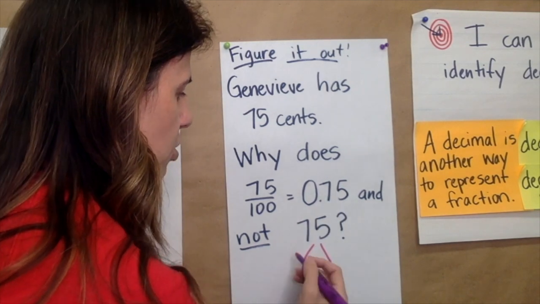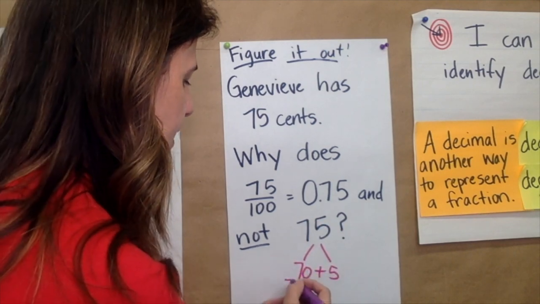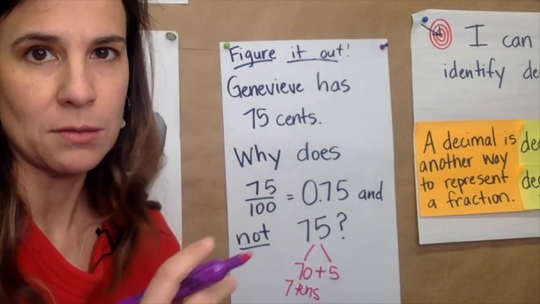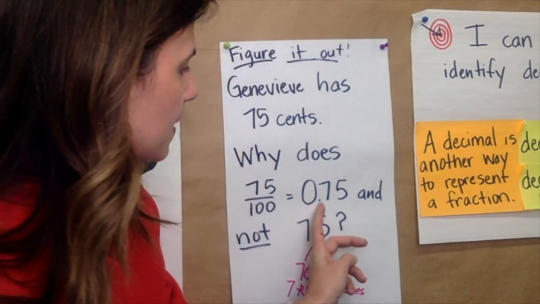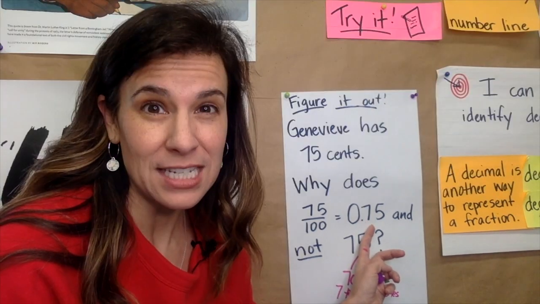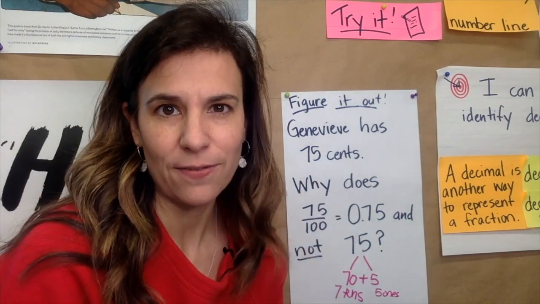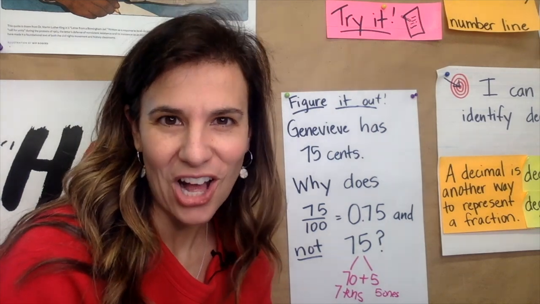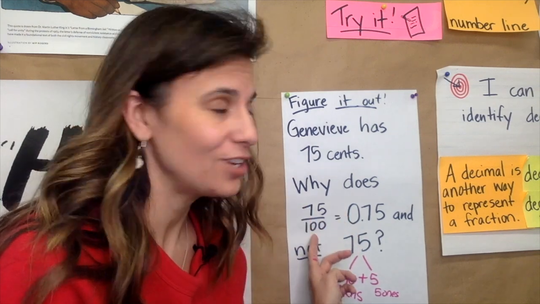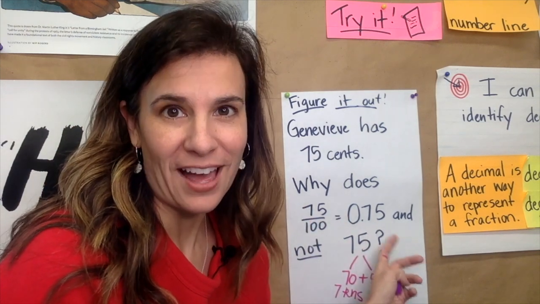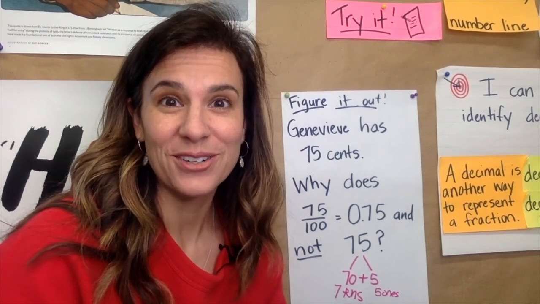They both have the same digits, but in this one we have 70 plus 5. Or another way of saying that is 7 tens. You'll remember practicing place value from last week. And this one is 5 ones. But up here, this isn't the same as 70 or 7 tens. This is in the tenths place. And we know that if Genevieve has 75 cents, she has less than a dollar. So that's why 75 out of 100, or 75 cents out of 100 cents, equals 0.75 and not 75. That would be a lot of money if she had that. Great work on figuring that out with me.